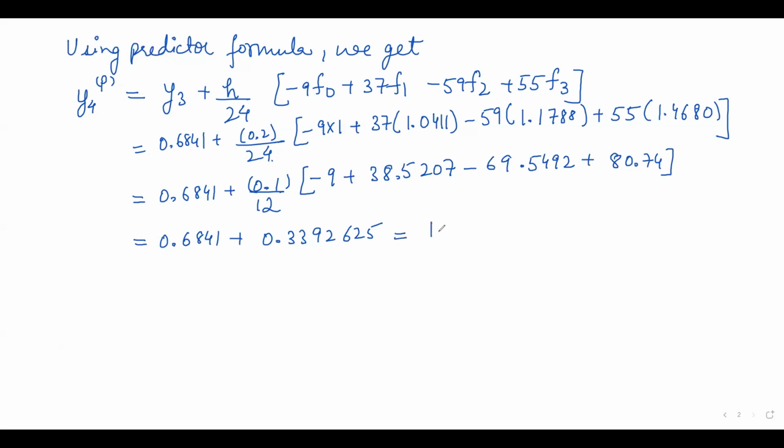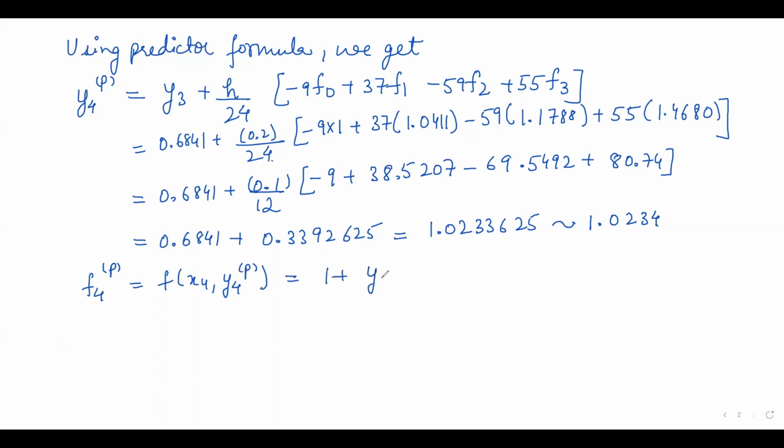I'll just add this. I am getting this as, and when I'll round it off up to 4 decimal places, or you can find it at 5 decimal places, it's your wish. So 1.0234 is my predicted value. So the f4 predicted value is nothing but f of x4, y4 predicted value. So that's 1 plus y4 predicted value whole square. So this is what I'll get as the answer.